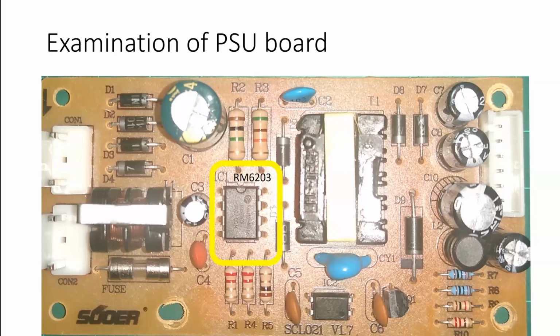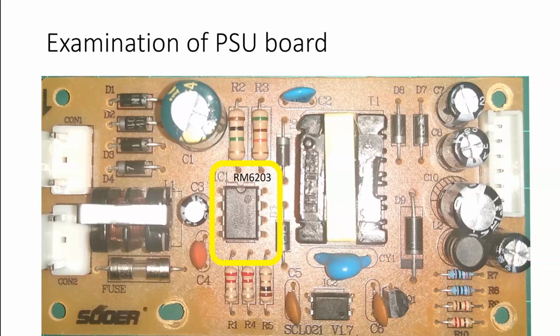So let's have a look at this chip. It's an RM6203. I've never heard of that. So that's going to be a trip to Google, I'm afraid, to find out what's going on there. But it looks a lot like a lot of these switch mode supply chips. It looks like it's doing the same as lots of others.